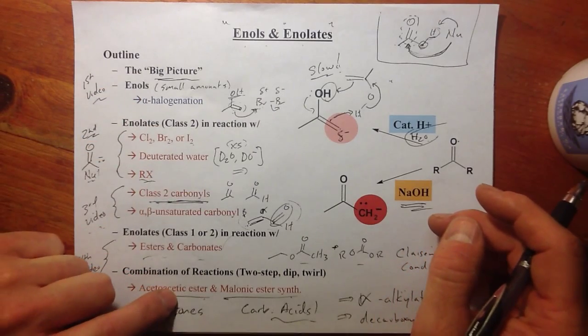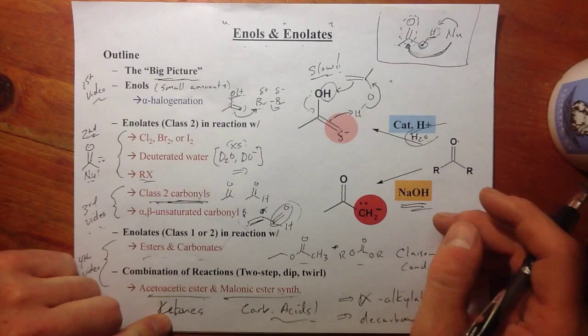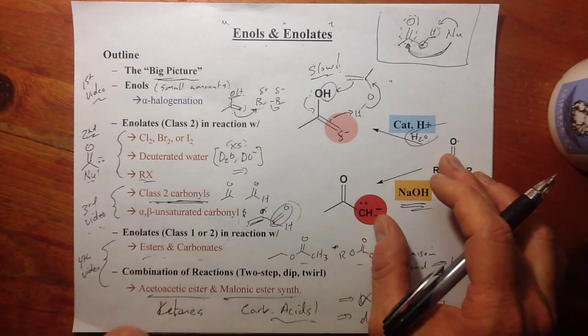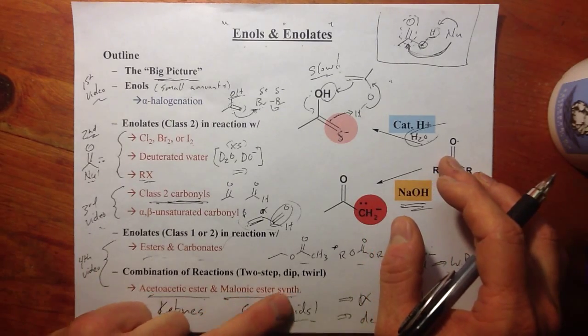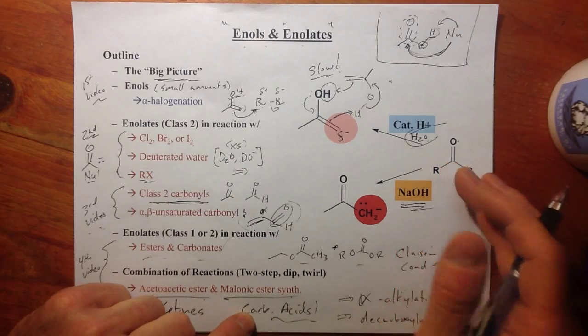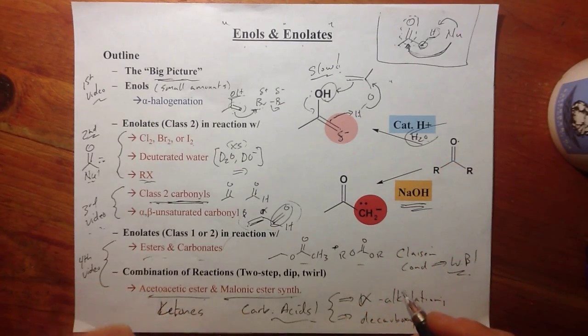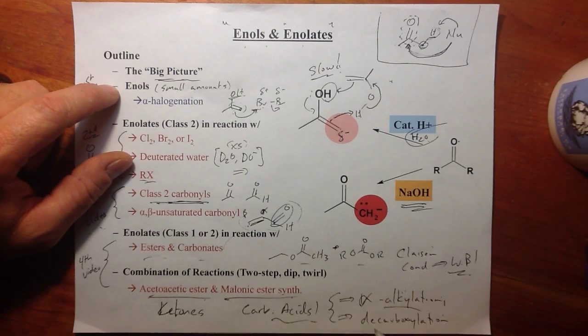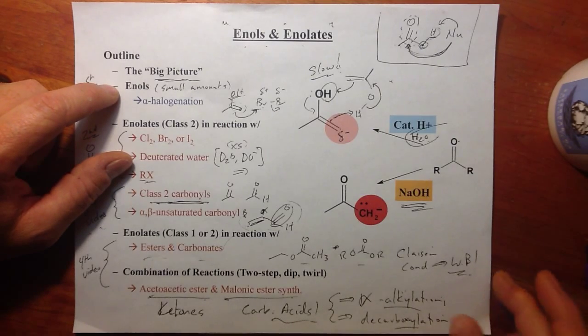When you have acetoacetic ester synthesis, you're making ketones. The name kind of is misleading. Malonic ester synthesis, we're making carboxylic acid. What reactions are we using for these two reactions? Alpha alkylation followed by decarboxylation.